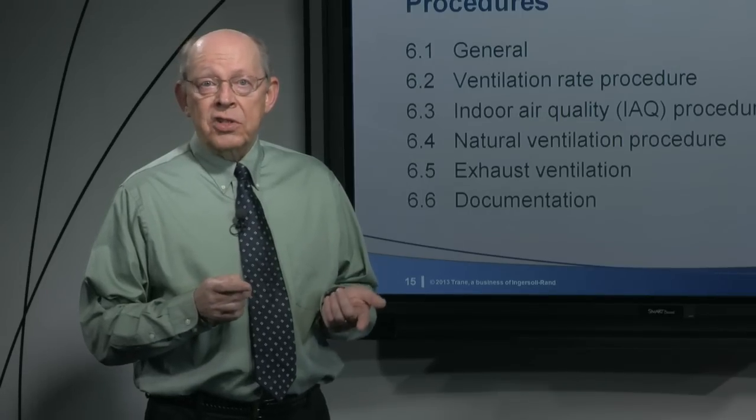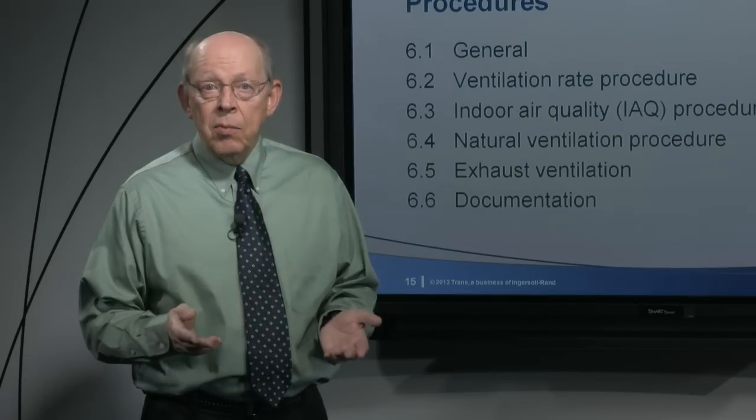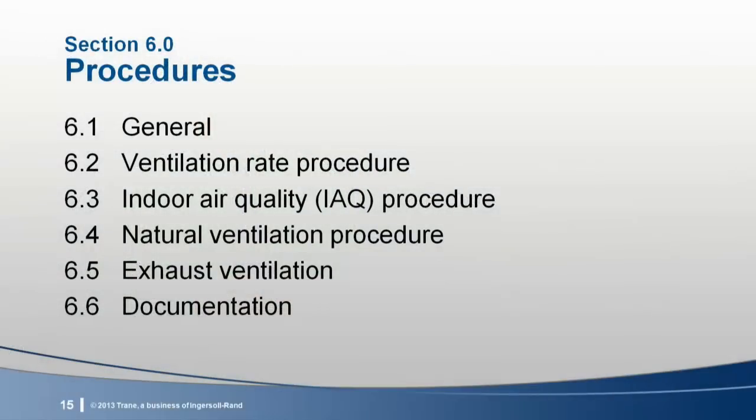Turning now to the procedures for finding design ventilation requirements in Section 6, the standard includes 3 alternative design procedures for finding minimum outdoor airflow rates: the ventilation rate procedure, the IEQ procedure, and the natural ventilation procedure. And it includes exhaust airflow requirements in a separate section because they apply regardless of the design procedure used to determine the minimum outdoor airflow rates.